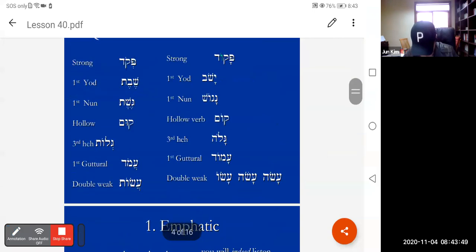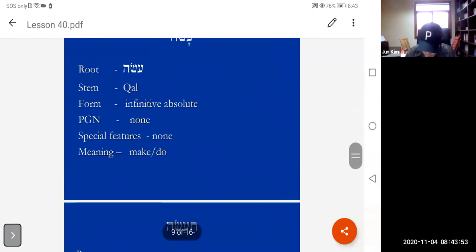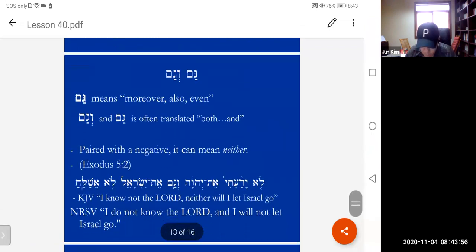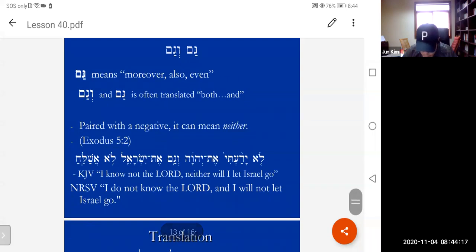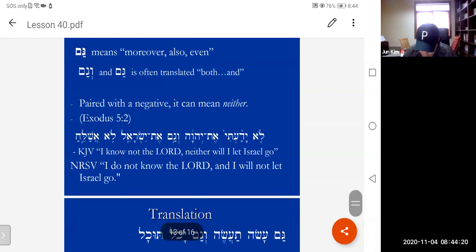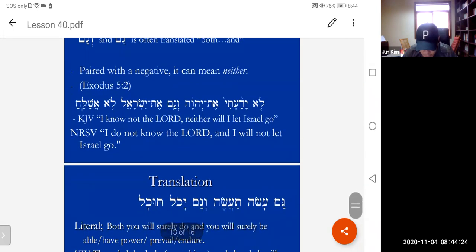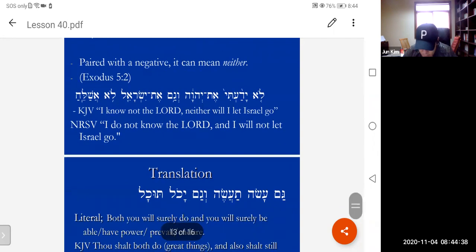Okay, let me go back. So gam means moreover, also, even. Gam and gam is often translated both and. So there is the nuance of both. And paired with the negative, it can mean neither. So the example is: I know not the Lord, neither will I let Israel go. I do not know the Lord, and I will not let Israel go. Just for information.